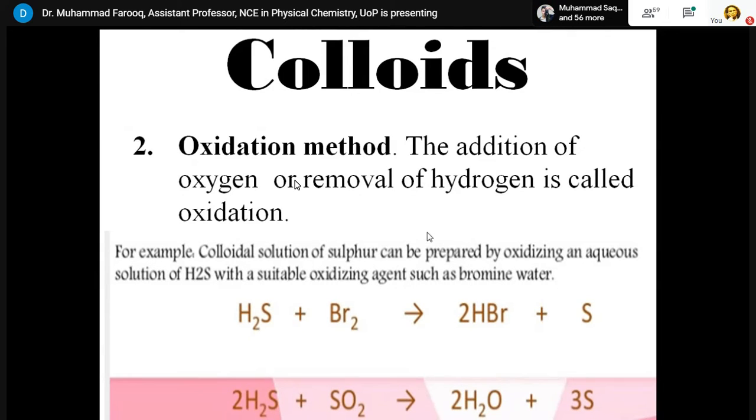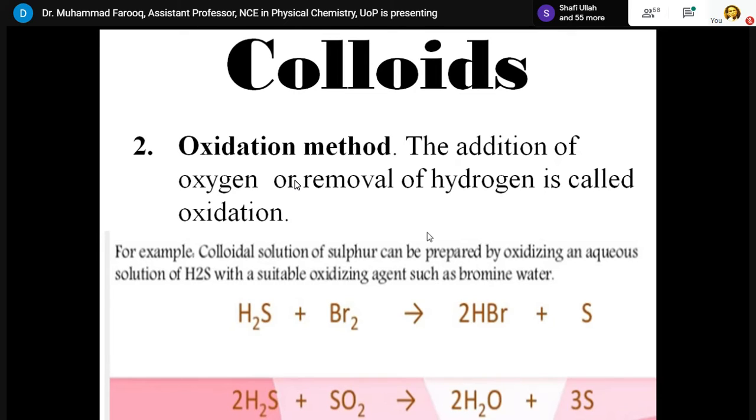Second one is oxidation method, which is the opposite to reduction. The addition of oxygen or removal of hydrogen or loss of electron is called oxidation. An example is, you can see, colloidal solution of sulfur can be prepared by oxidizing an aqueous solution of H2S with a suitable oxidizing agent such as Br2. You can see H2S plus Br2. So after that, you can see sulfur.